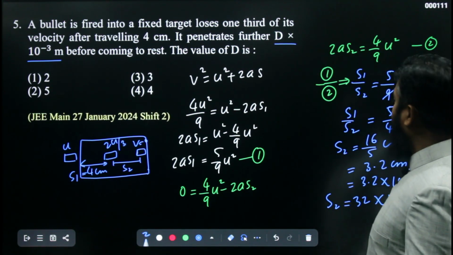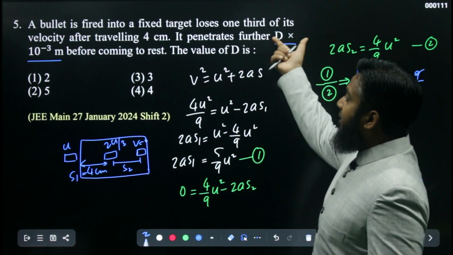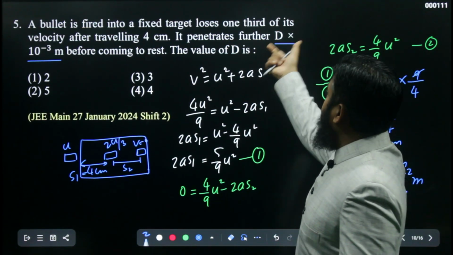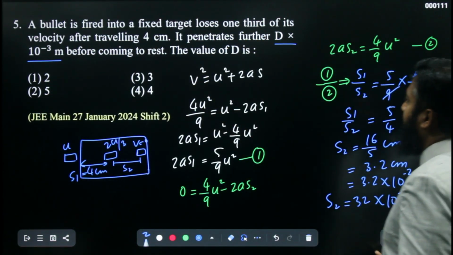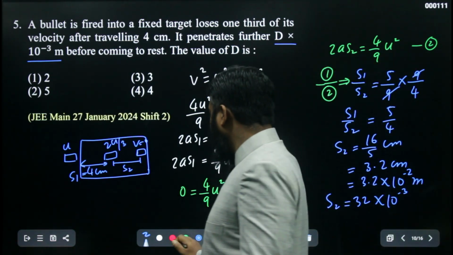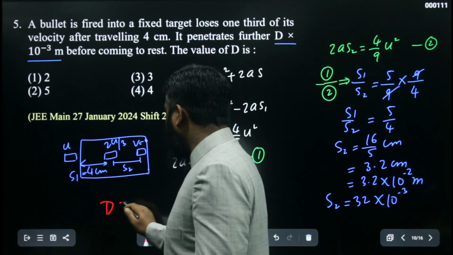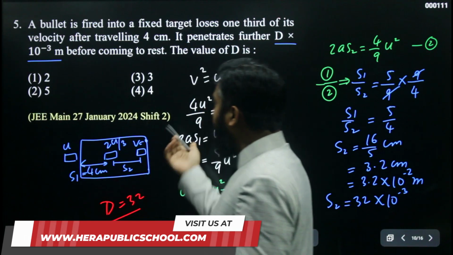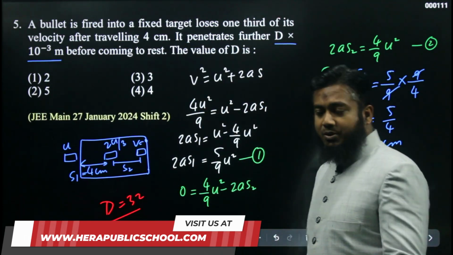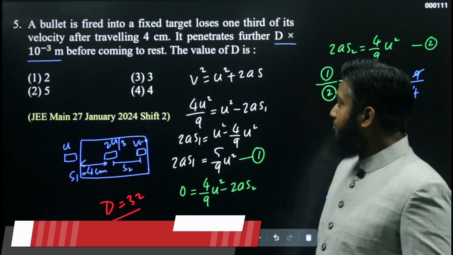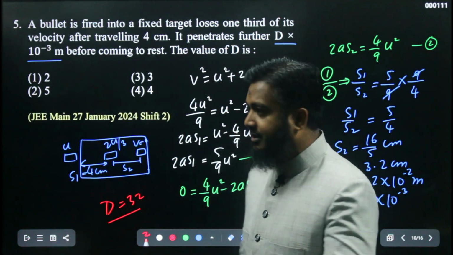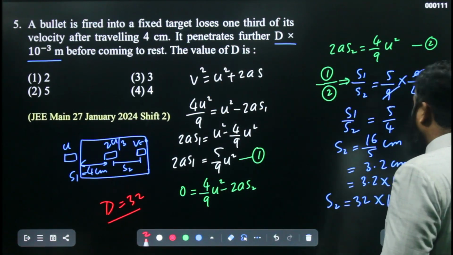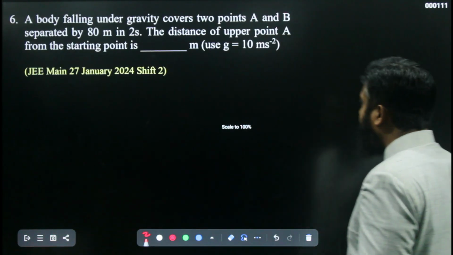Now, if we compare this result with the value given to us in the question, d into 10 raised to the power minus 3 and 32 into 10 raised to the power minus 3, certainly the value of d should be 32. But this is not given in any option, so this is the bonus question. Okay, no option is correct in this question. Let's move on to the next question.